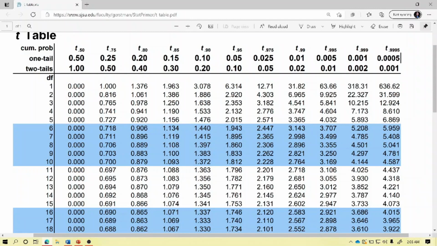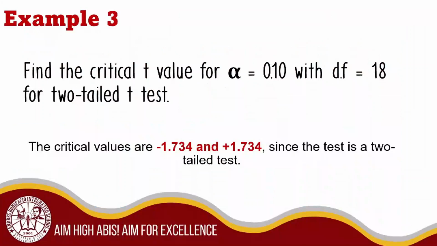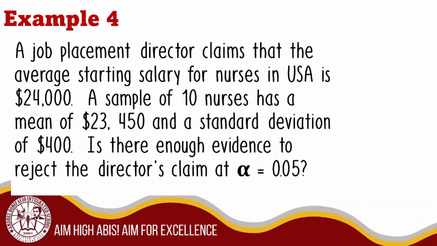And then we find 18 in the degree of freedom. So 18, there you go. So here is the 18 degree of freedom, and okay, so we have 1.734. So the critical values are negative 1.734 and positive 1.734. So since the test is a two-tailed test, we have both positive and negative critical values. Okay? So are you now ready to solve?